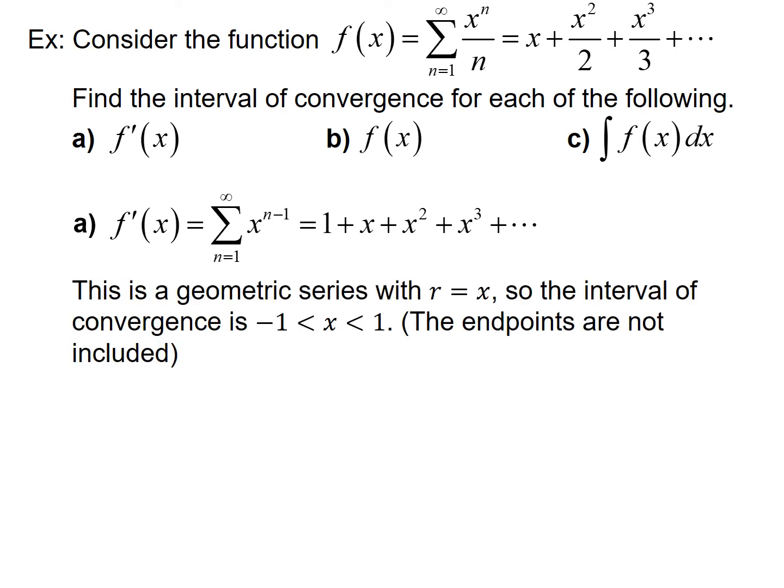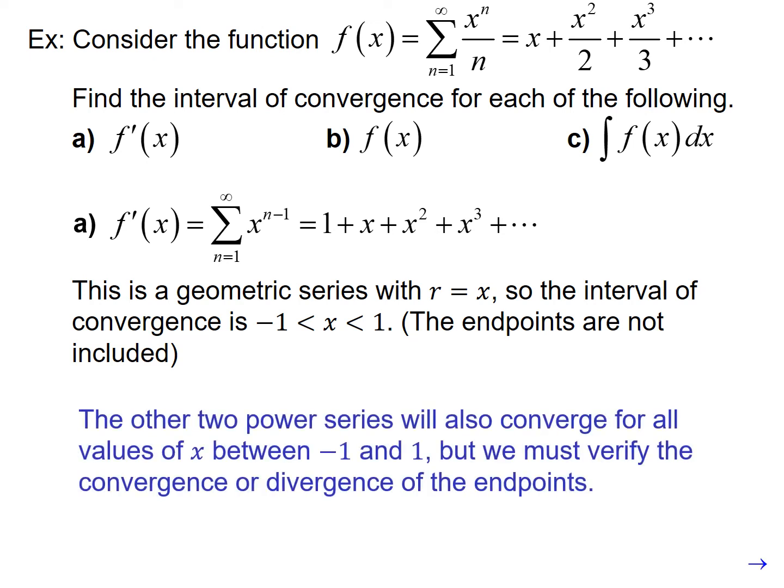Our common ratio is x. So we know this converges when the common ratio is between -1 and 1, so when x is between -1 and 1. And we know with a geometric series, the endpoints are not included. So the interval of convergence for f prime is -1 to 1. So we know that b and c, the function and the antiderivative, are also going to converge between -1 and 1. The only thing we're unsure about is what happens at the endpoints.